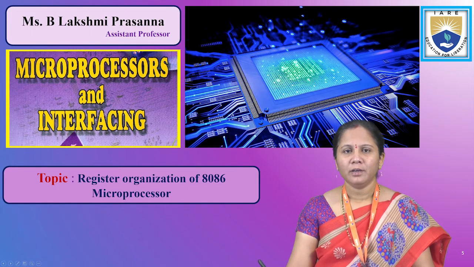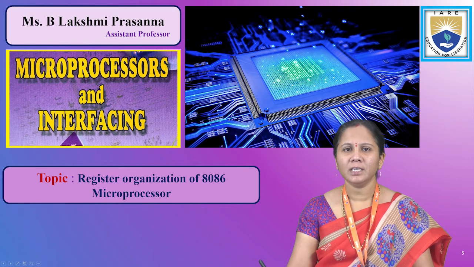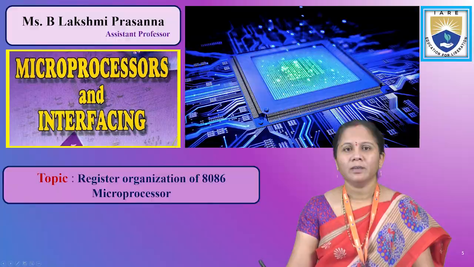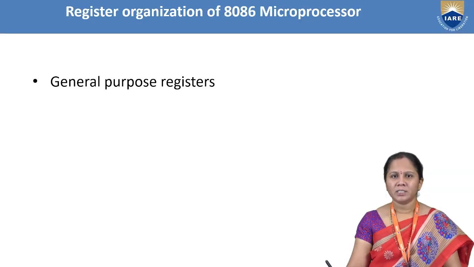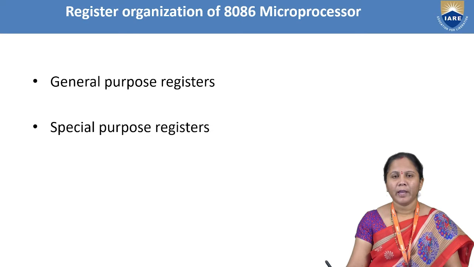In this lecture, we are going to learn about register organization of 8086 microprocessor. In the architecture of 8086 microprocessor, we have seen that there are 14 registers available, and all the 14 registers are 16-bit registers. These 14 16-bit registers are divided into general purpose registers and special purpose registers.